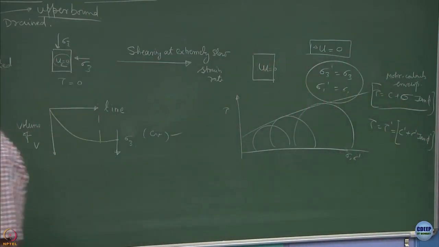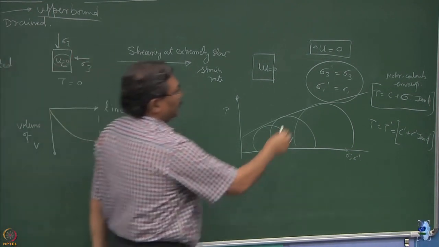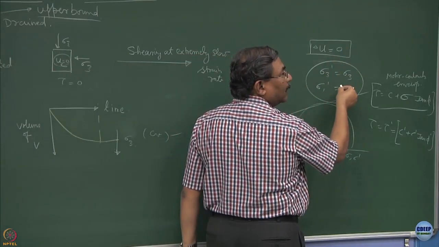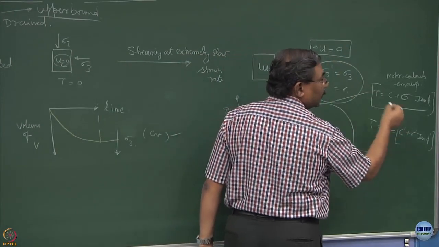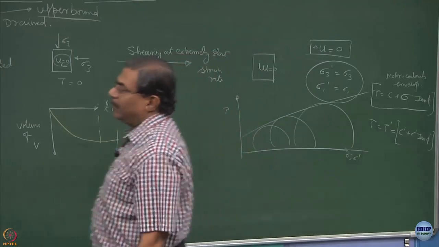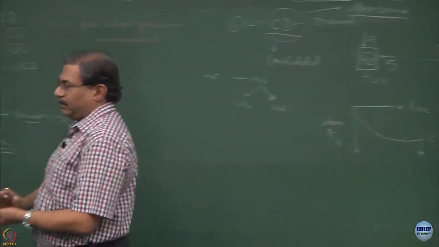But in reality, prime indicates effective. Effective is nothing but sigma minus U. You remember the effective stress analysis which we had done. So, because the pore water pressures are 0, the parameters which you are going to get from this test are going to be effective stress parameters.